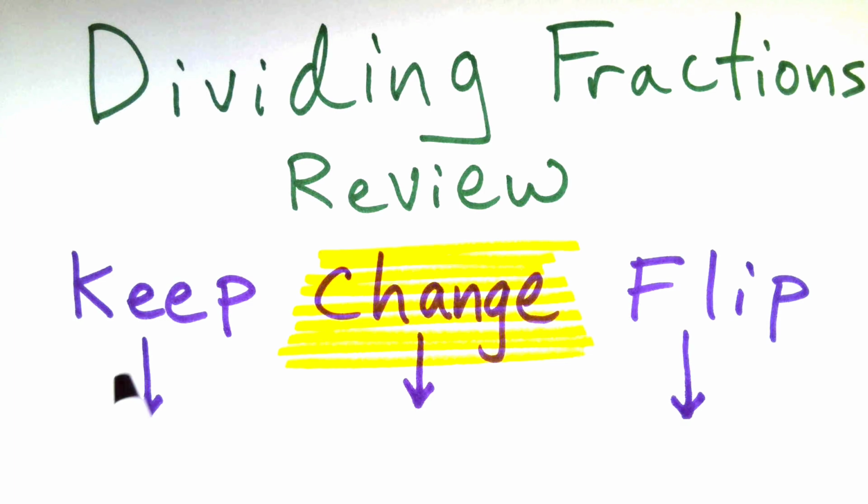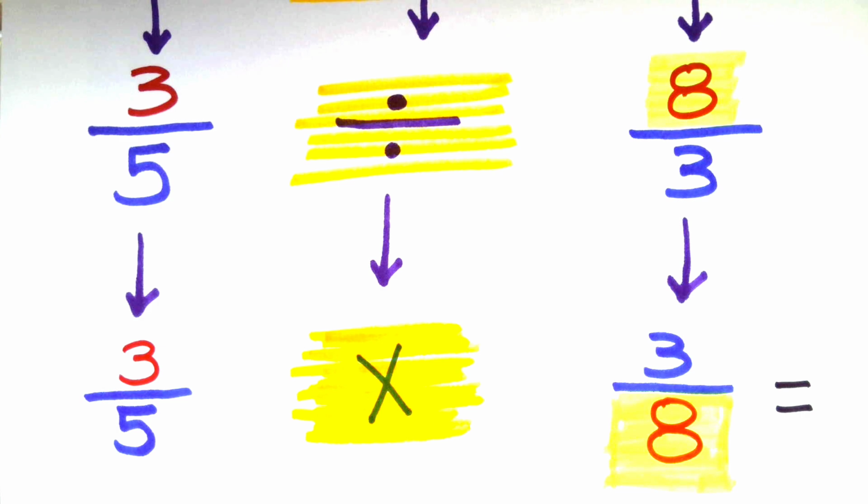So remember, with dividing rules, you keep, you change, you flip. Keep, change, flip. All right, so you keep that first fraction, 3/5 stays 3/5, right? You change division to multiplication. You flip the next fraction. So 8 over 3 will now become 3 over 8. So again, you're flipping the fraction. Numerator is now the denominator. The denominator is now the numerator.